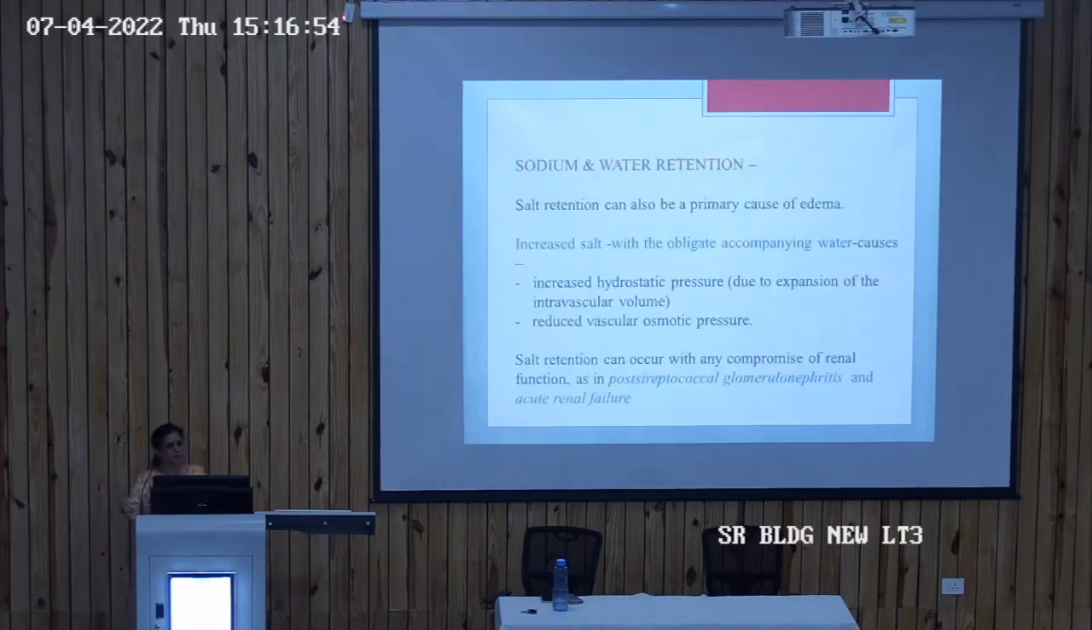Sodium and water retention can also be a primary cause of edema. Increased salt with obligate accompanying water causes increased hydrostatic pressure and reduced vascular osmotic pressure, and it can lead to post-streptococcal glomerulonephritis and acute renal failure.